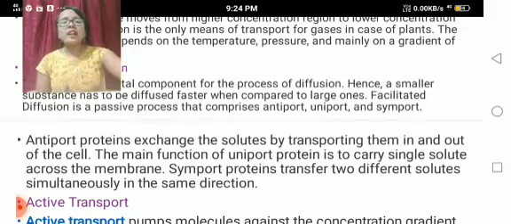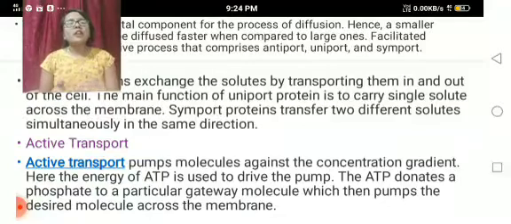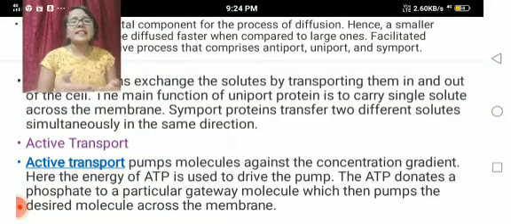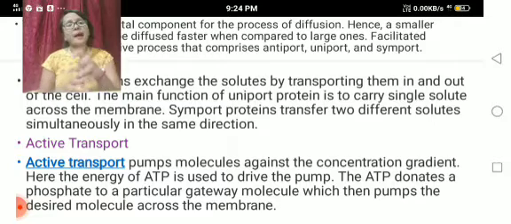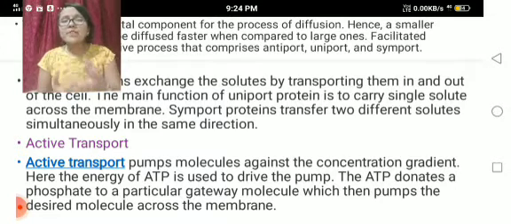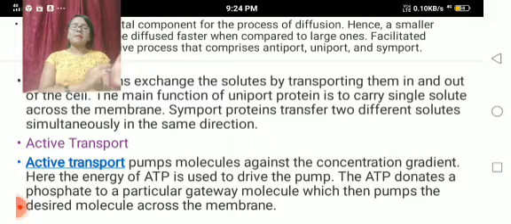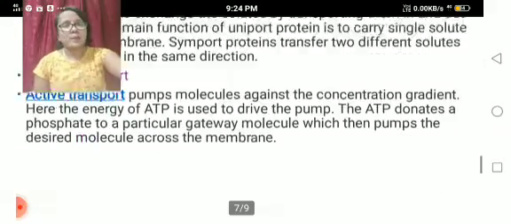Next, we shall move on to active transport. In active transport, it pumps a molecule against the concentration gradient. Here, the energy of ATP, adenosine triphosphate, is used to drive the pump. The ATP donates a phosphate to a particular gateway molecule which then pumps the desired molecule across the membrane. By these three means the transportation occurs: first one is diffusion, second one is facilitated diffusion, and third one is active transport.